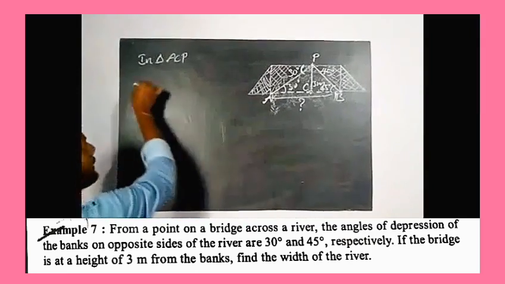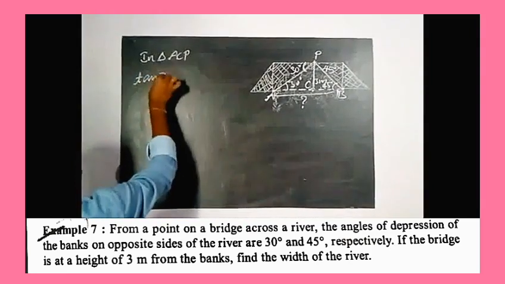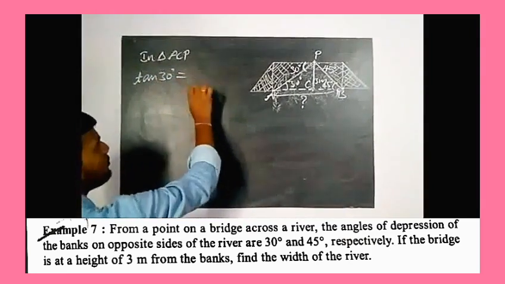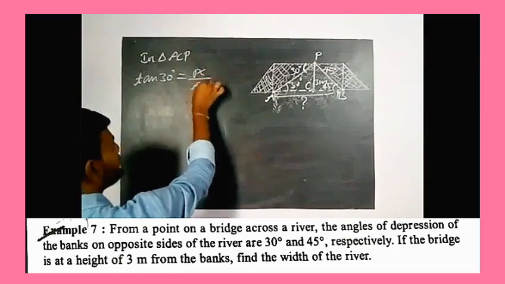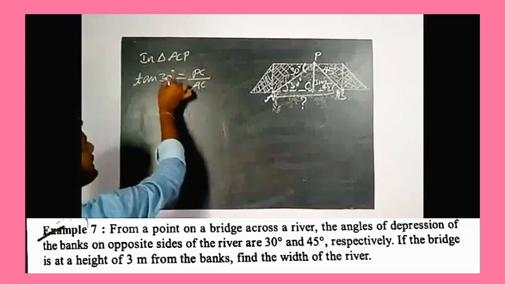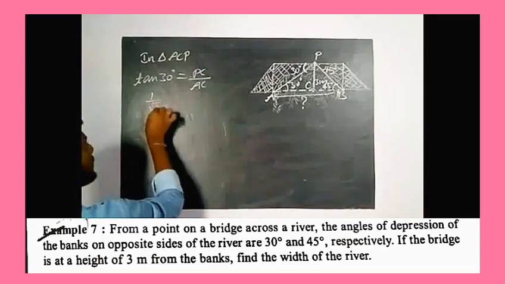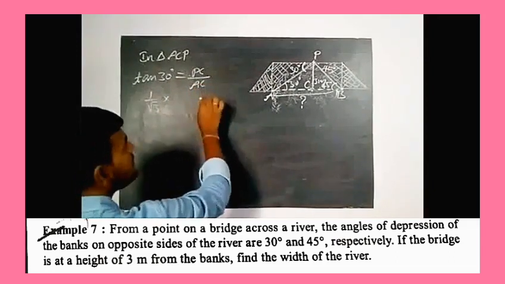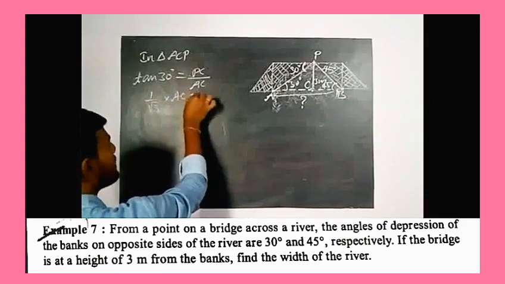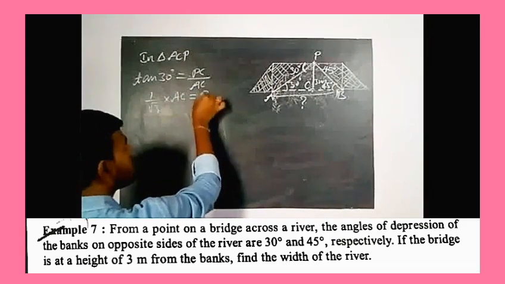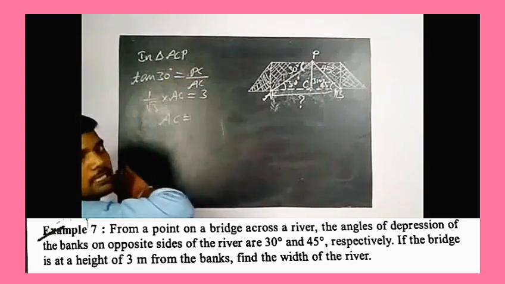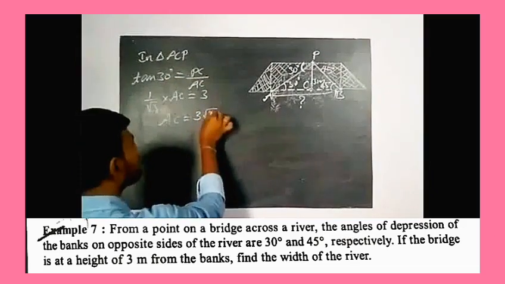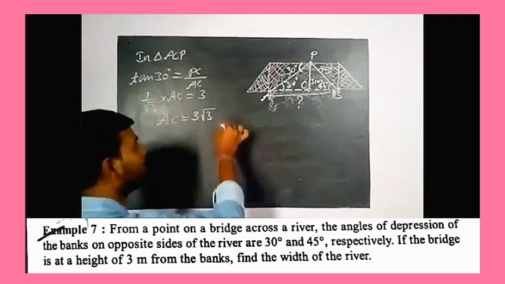So tan 30 is equal to PC by AC, right? PC by AC. Tan 30 is 1 by root 3, equal to 3 by AC. AC we need to find. AC is equal to, PC is 3, multiplied directly to the left side, 3 root 3. AC is 3 root 3 meter.